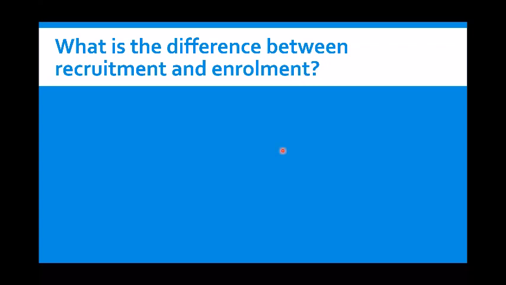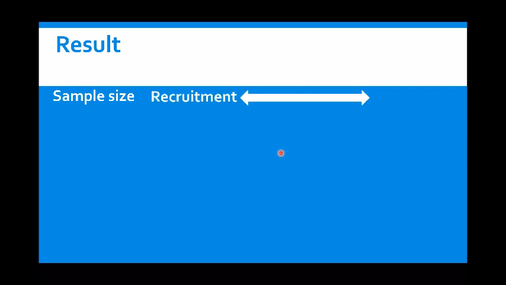Okay. So let's speak about the result, and then we'll speak about recruitment and enrollment. The result will tell you the sample size, the recruitment, and the enrollment. Recruitment is simply meeting your inclusion criteria. So let's say I'm going to study all the babies admitted to an ICU. Once the patient is admitted to an ICU, he or she is meeting the inclusion criteria, then this is recruited.